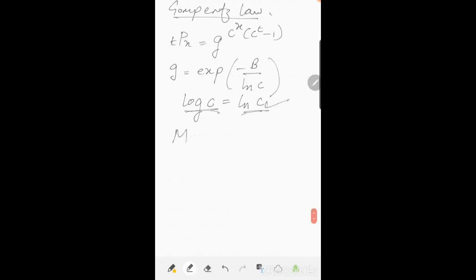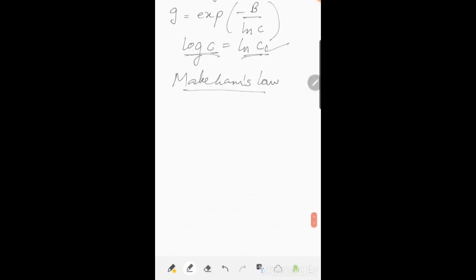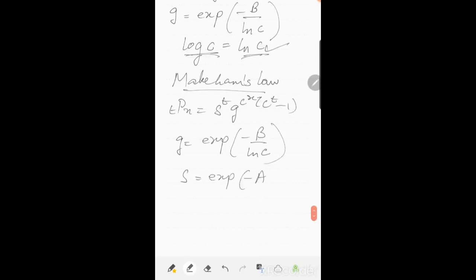And then under Makeham's law, so what is the first survival probability? You need to use this formula. tPx is equal to s g^c^x (c^t minus 1). And g here is the same as the exponential of minus B over ln c, and s is equal to the exponential of minus A. So this is how you do it.